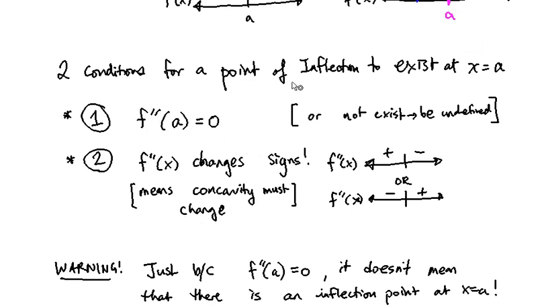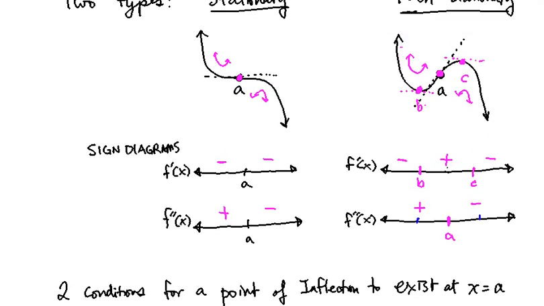The first condition for a point of inflection to exist is that f double prime of a, where a is the point that I'm interested in, must be equal to 0. All right, and that's what you see in both of these cases. We haven't really looked at that specifically, but you can trust me on that one. We'll do some examples where that's true.